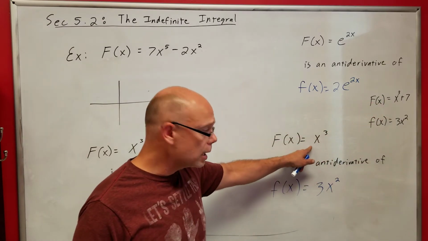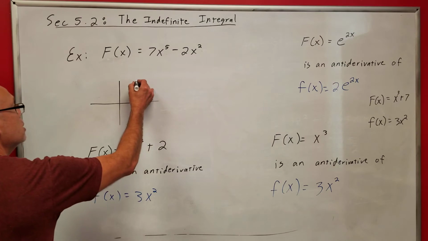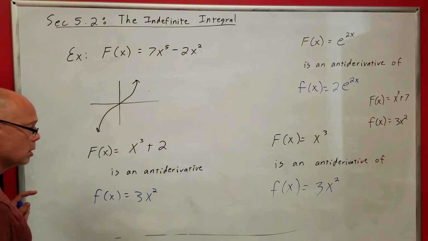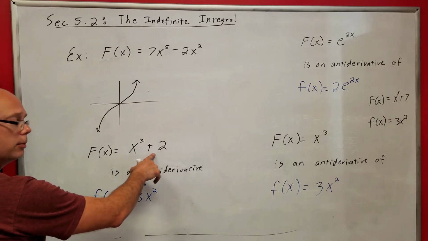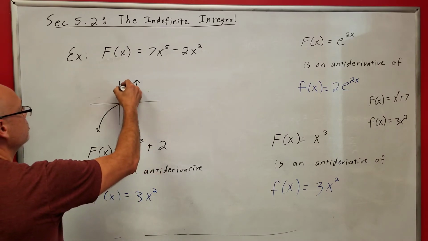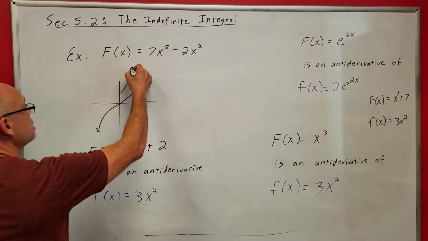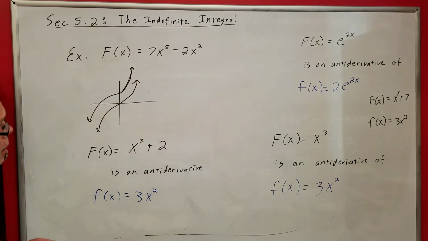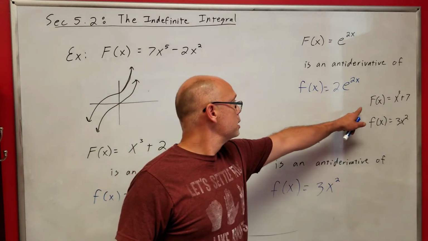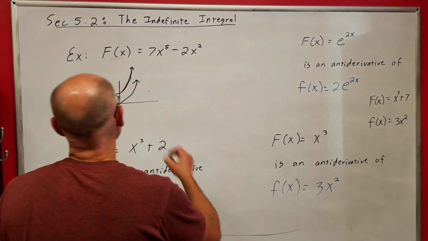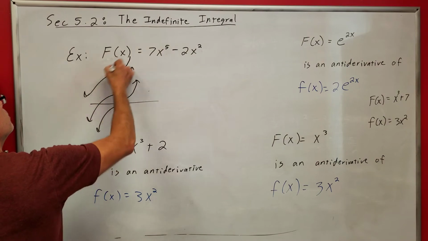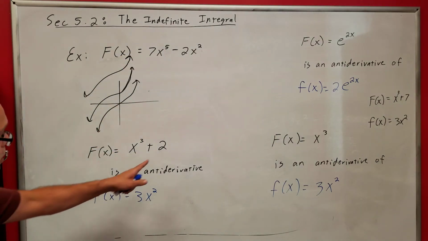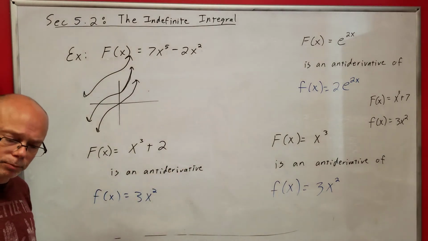What if I graph those antiderivatives? X cubed, what does that look like? Looks like that, right? What if I graph x cubed plus 2? Well, that's the same graph, shifted up 2 units. And what if I graph this antiderivative? That's the same graph shifted up 7 units. But the important thing is they all differ by a constant.